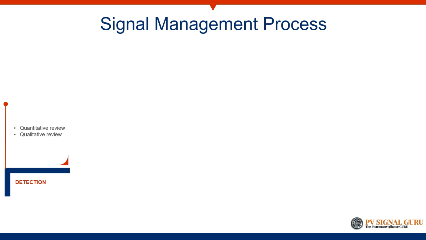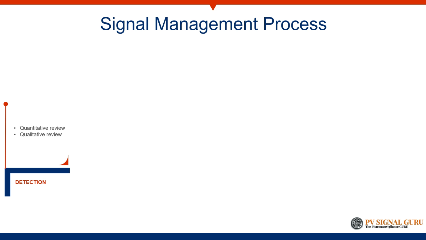Signal detection. This is the process of identifying potential signals using data from various sources. The data sources could be spontaneous reports, clinical trials, literature, observational studies, or real-world evidence, etc. All the sources that we learned earlier. And the methods that we follow to perform signal detection could be quantitative, that is disproportionality analysis, or qualitative methods, or a combination of both. The goal here is to identify unusual patterns or trends that may indicate a new or changed risk.